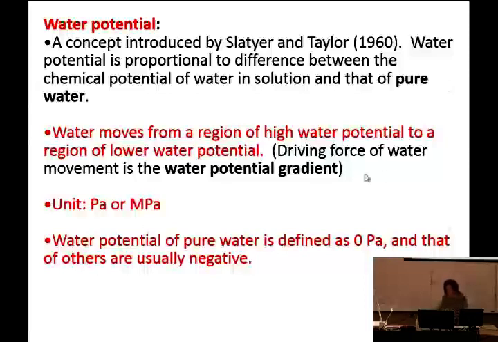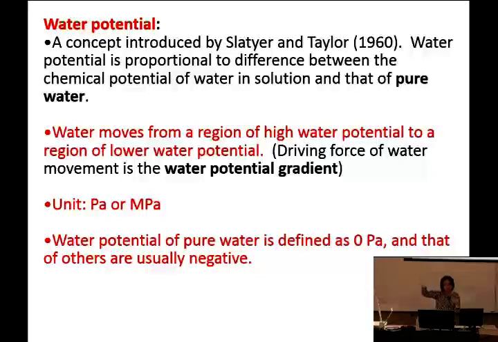And the driving force of water movement is the water potential gradient. So how much difference exists in that particular section of the root, plant, and atmosphere system is the driving force. However, it might be limited because of the huge resistance that exists. For example, a big water potential difference between, let's say, leaf and air.